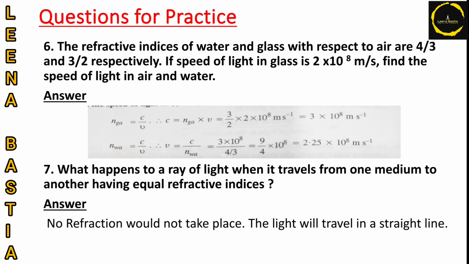Now, what happens to a ray of light when it travels from one medium to another having equal refractive indices? If the refractive indices are similar, then what will happen? No refraction would take place, isn't it?